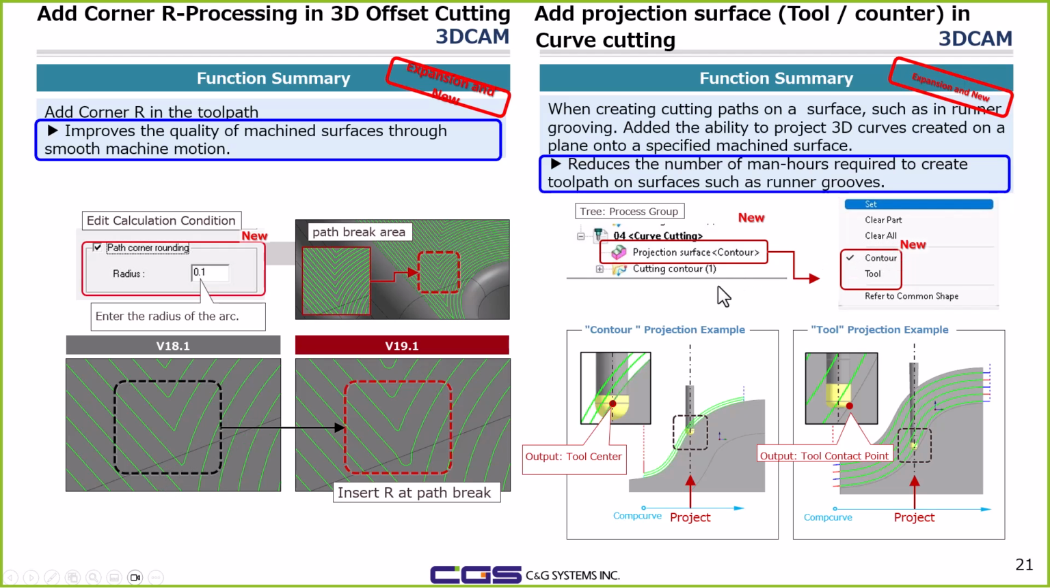For curve cutting, you now can project it onto a surface. Therefore, it's not gouging anymore, and it will just contact on the tool contact point. This way you don't have to offset surfaces to create curves, and it just makes that a lot easier for grooves and such.